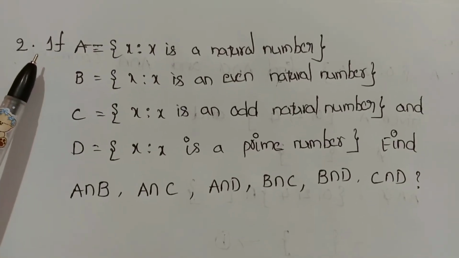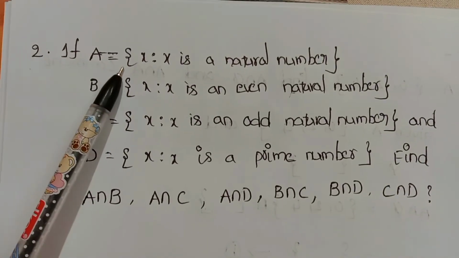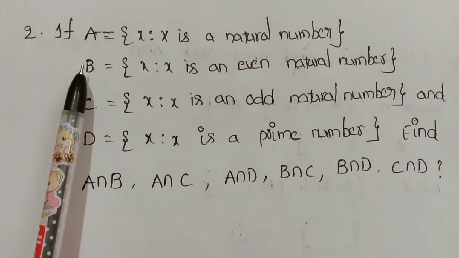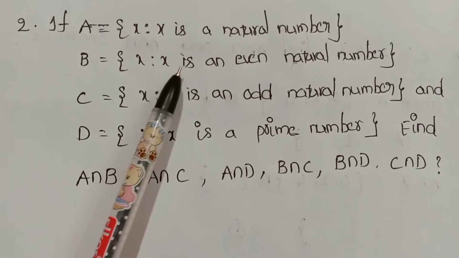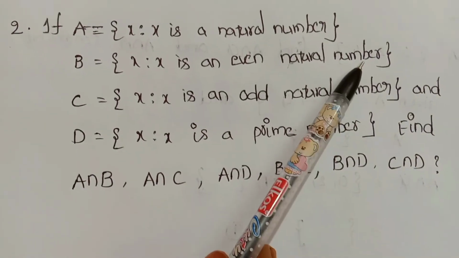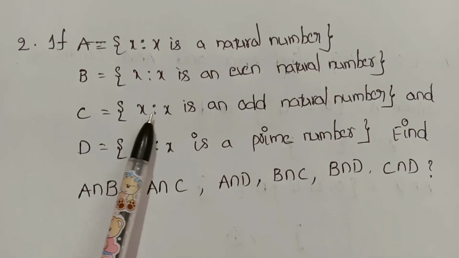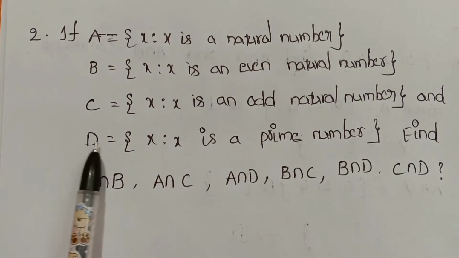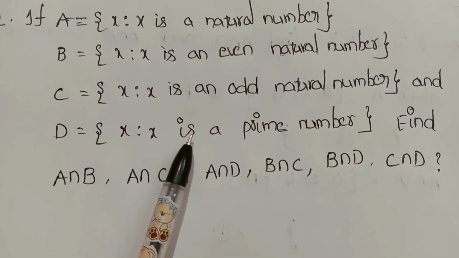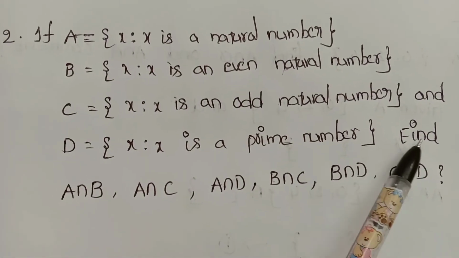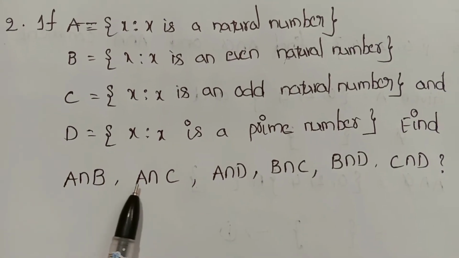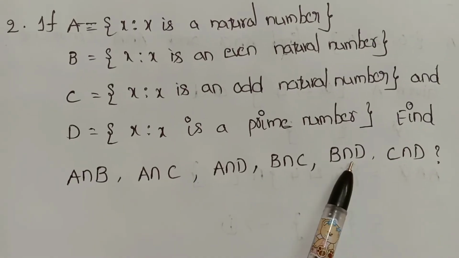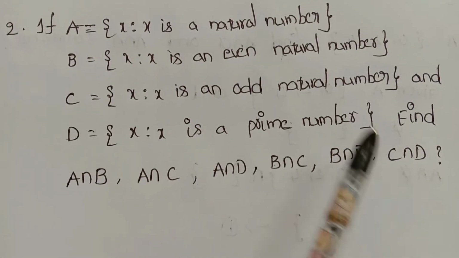Second example of intersection of sets. If A = {x : x is a natural number}, B = {x : x is an even natural number}, C = {x : x is an odd natural number}, and D = {x : x is a prime number}. Find A intersection B, A intersection C, A intersection D, B intersection C, B intersection D, C intersection D.